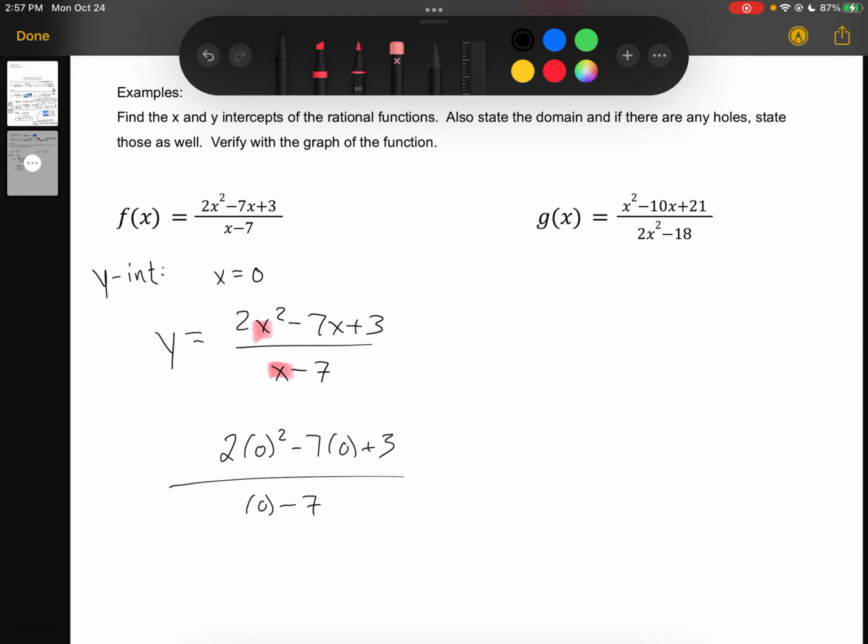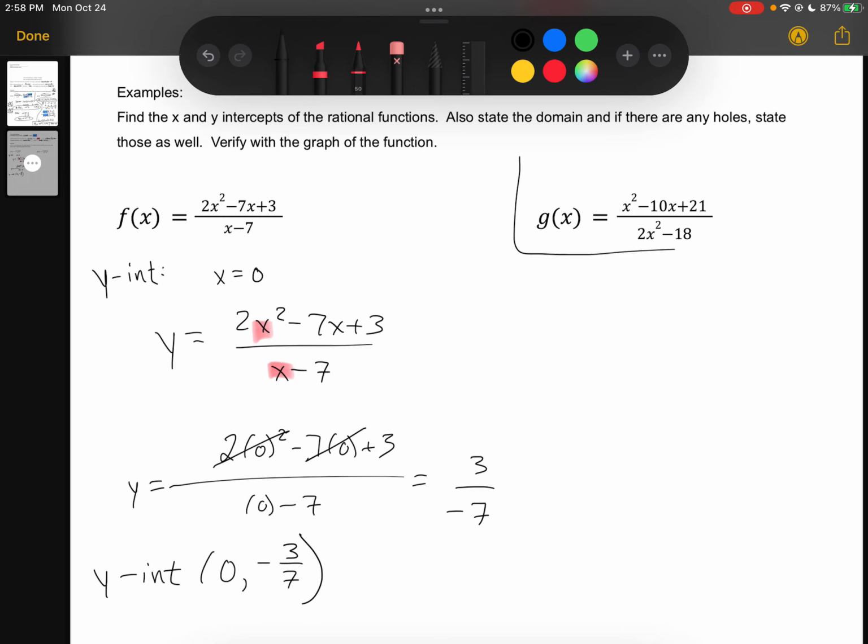So for each of these, the first one, 0 squared is 0, so 2 times 0 cancels. 7 times 0 also cancels, so we're just left with 3 on top, and on the bottom 0 minus 7 is negative 7. So for this, y equals 3 over negative 7. So our ordered pair for the y-intercept is 0 for x and negative 3 over 7 for y. So all we're doing for this one really is just plugging in 0 and seeing what's left over.